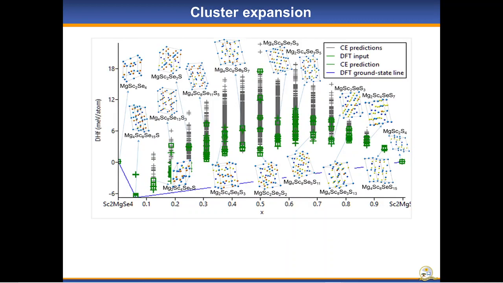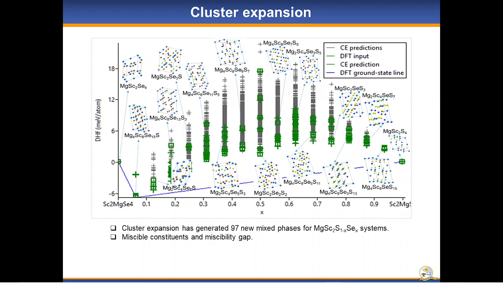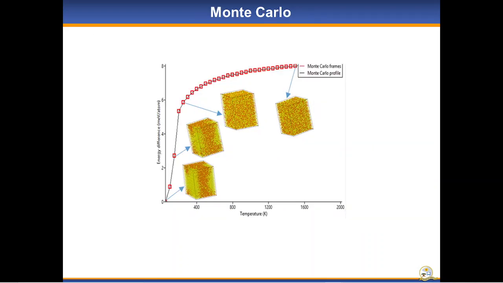Now, we added selenium to sulfur since selenium has the ability to prolong the lifespan of sulfur. 97 new mixed phases were generated, and most of the structures were found to be in the miscibility gap. Hence, we did Monte Carlo in order to check what happens if we subject the structure to temperature. We found that the system mixes well at 400 Kelvin, which is a good thing because we don't want a system that mixes at a higher temperature.